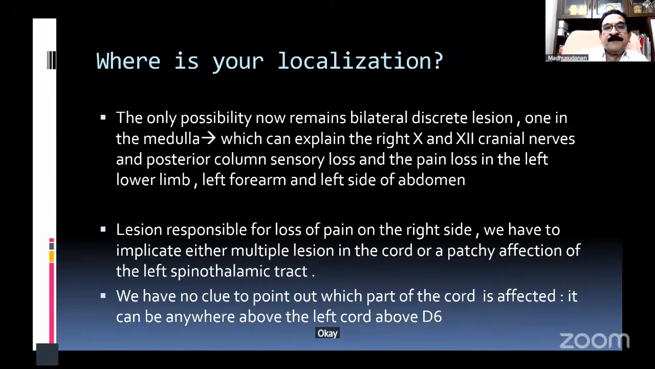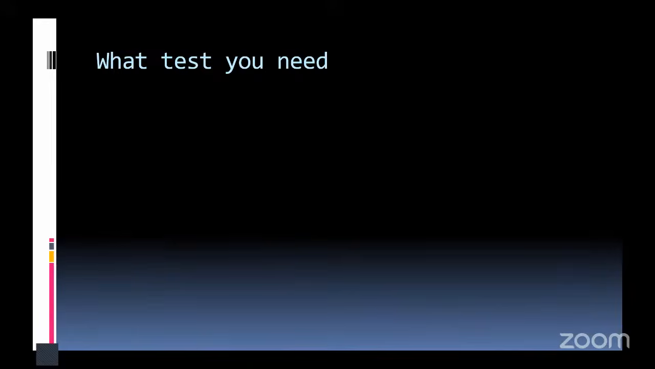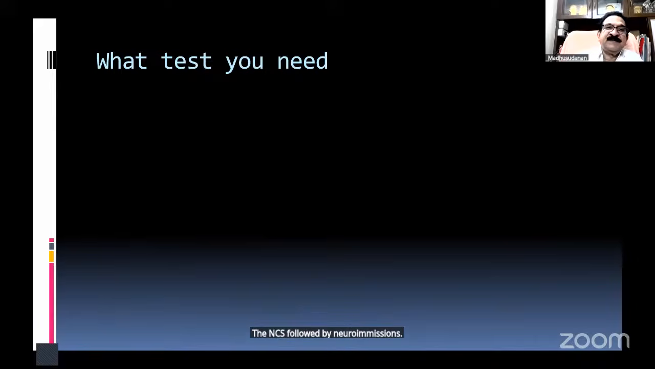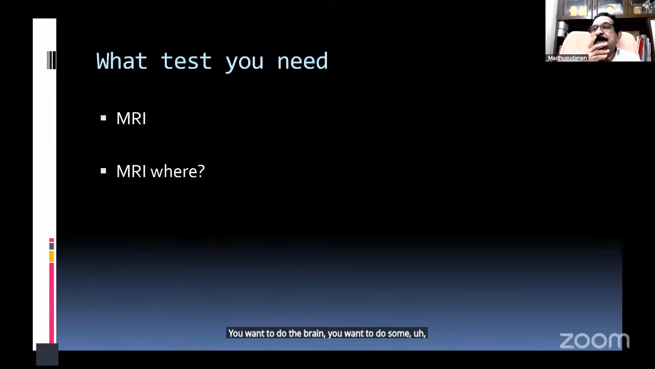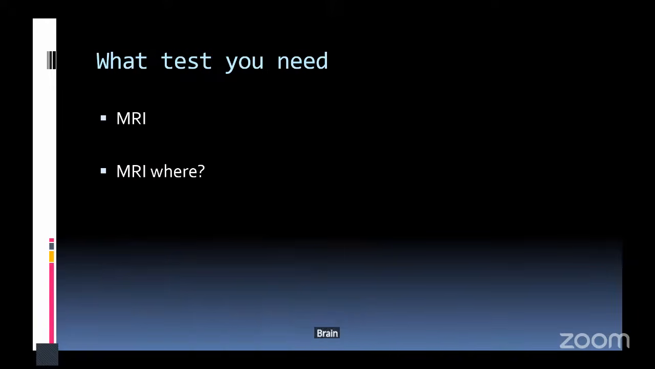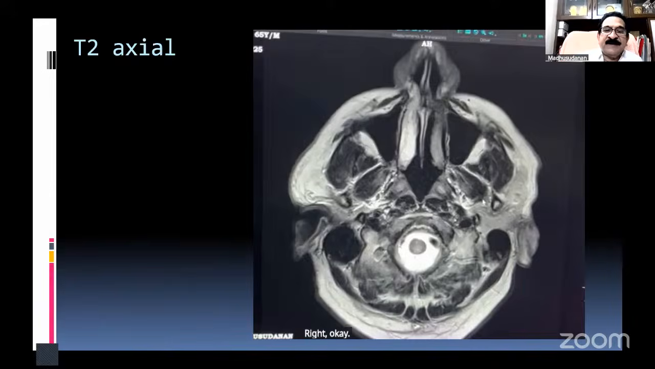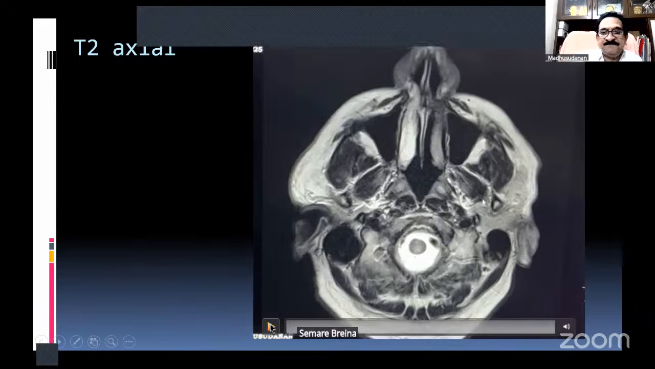Okay, so what do you want to do? NCS followed by neuroimaging. So MRI was done. MRI where? That's the question. Brain, cervical cord, dorsal cord? Brainstem with screening of the cervicodorsal spine, sir. Right. Okay, so I'll show the MRI brain now.